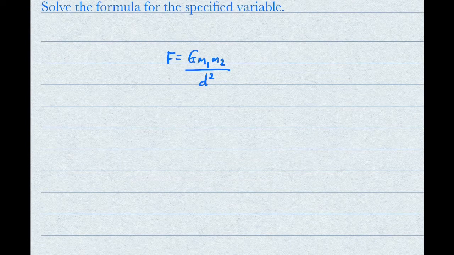So we have to reverse everything that's attached to g. You'll notice that masses 1 and 2 are being multiplied to g, and that g is being divided by d squared. We have to reverse all of this on both sides of the equation. The easiest way to start will be to multiply both sides by d squared.